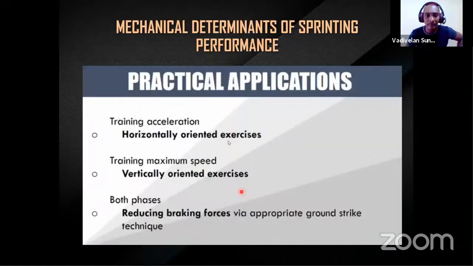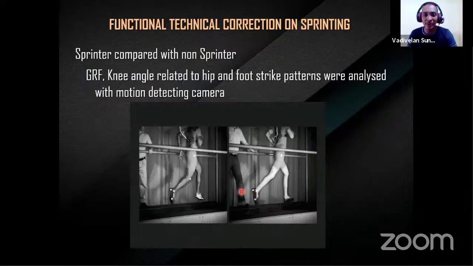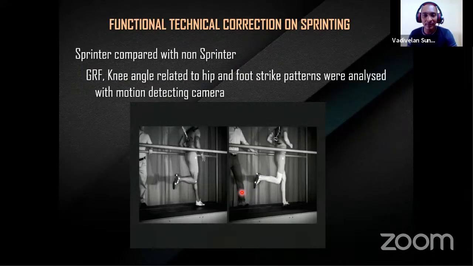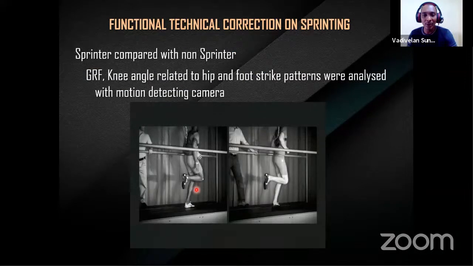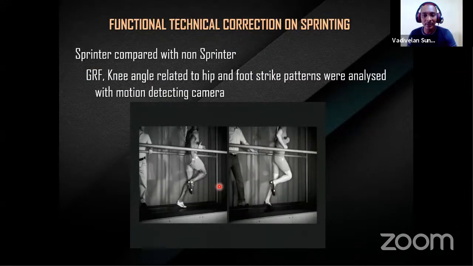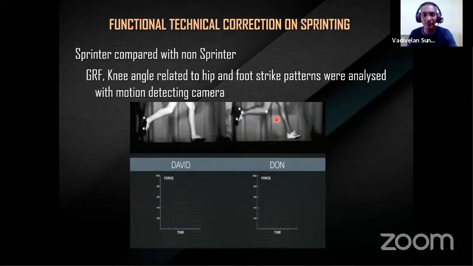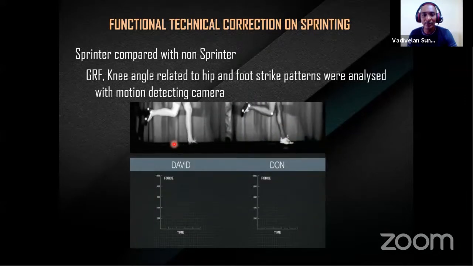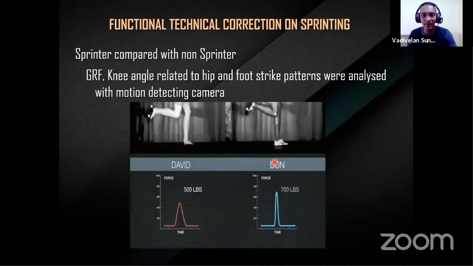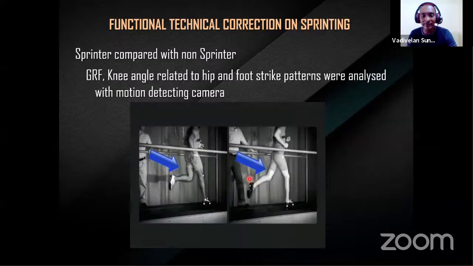Just watch the knee flexion in the swing phase between the athlete and non-athlete. This one is the athlete and this one is the non-athlete. The ground reaction force the non-athlete has given is only 500 lbs, and here 700 lbs. In the next slide, you can watch the knee flexion. Here is completely controlled knee flexion. Here the knee flexion is not controlled.